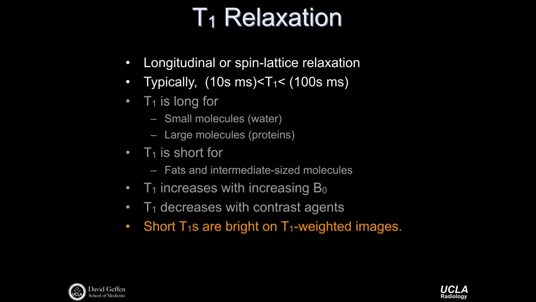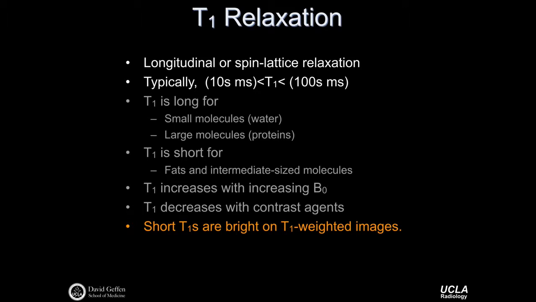And something that's really important to remember, especially in diagnostic radiology and just in understanding image contrast in MR, is that short T1s are bright on a T1-weighted image. And so if the image is known to have been acquired as a T1-weighted image, and you see signals that are bright, you can then infer that that particular tissue has a short T1. And that can be important for informing you about the sort of molecular makeup of that particular tissue.